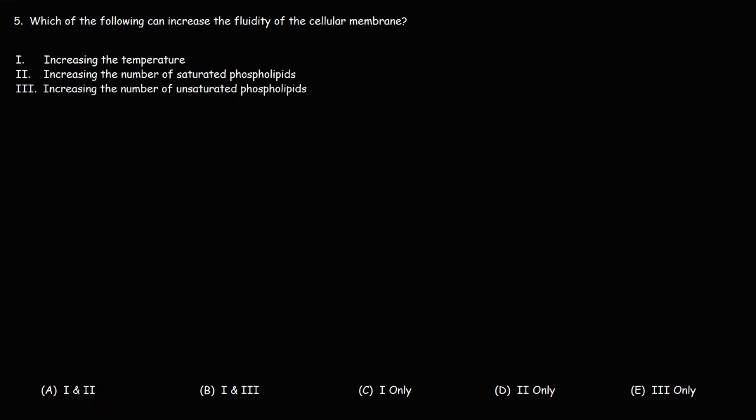Now here's another question for you. Number 5. Which of the following can increase the fluidity of the cellular membrane? So number 1, we've already covered this. We know that increasing the temperature will increase the fluidity of the membrane. So number 1 is a true statement. But what about number 2? Increasing the number of saturated phospholipids. Will that increase or decrease the fluidity of the cellular membrane?